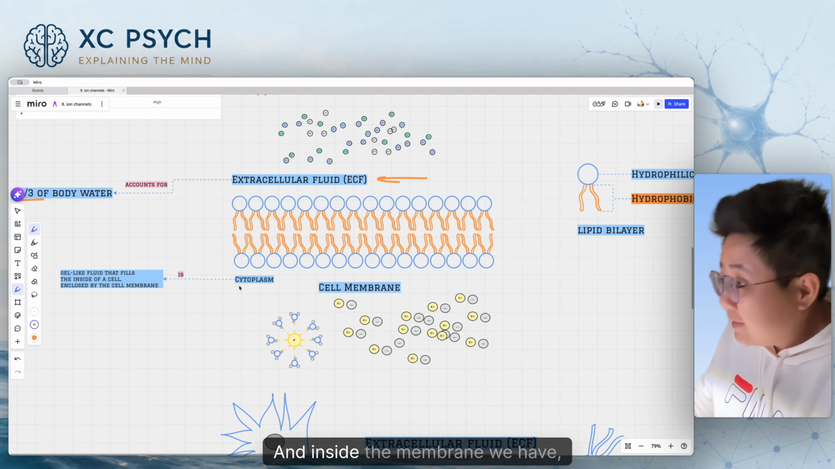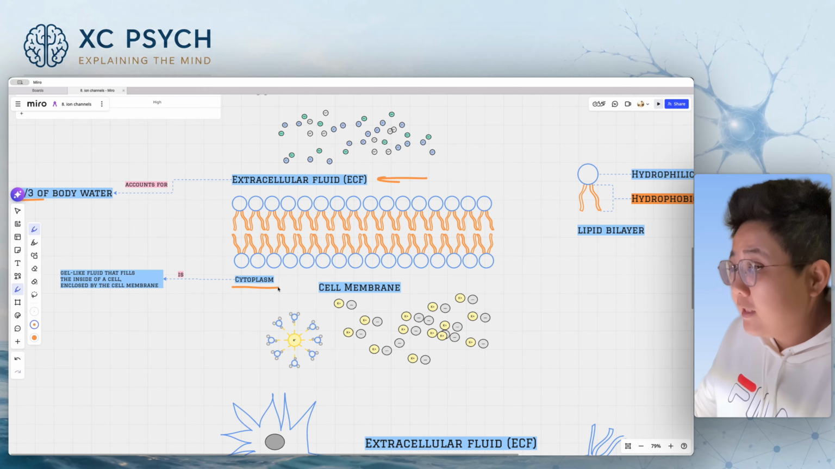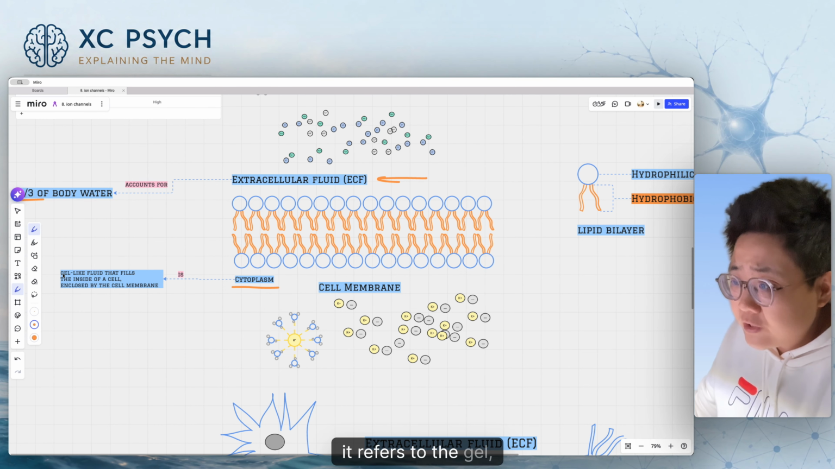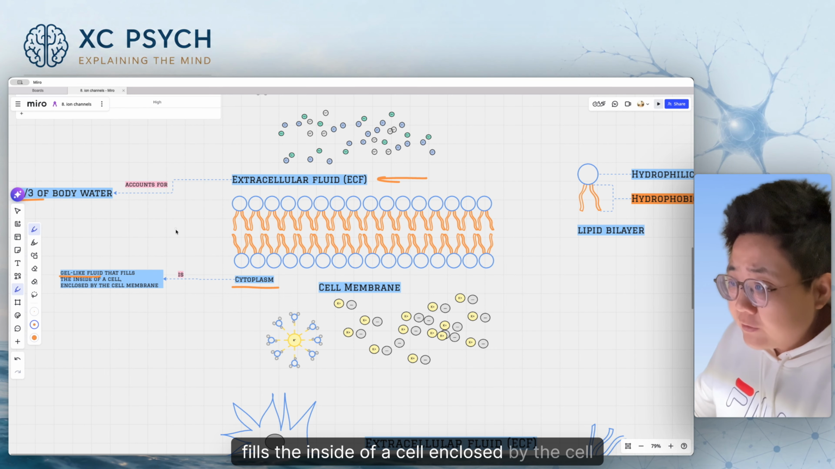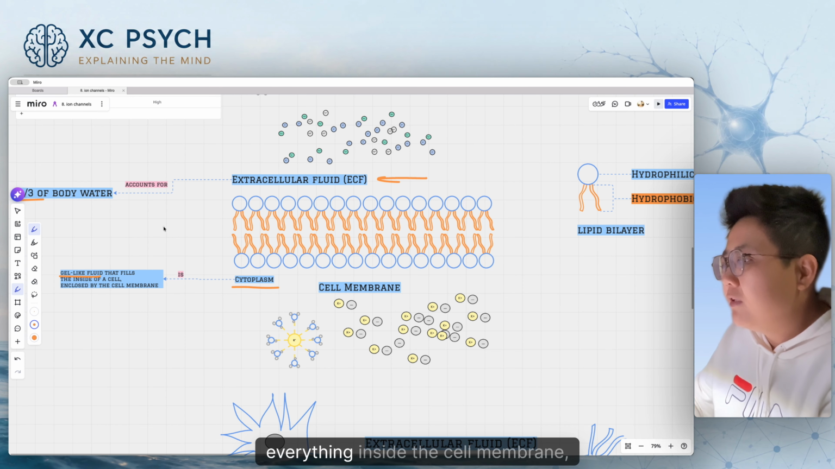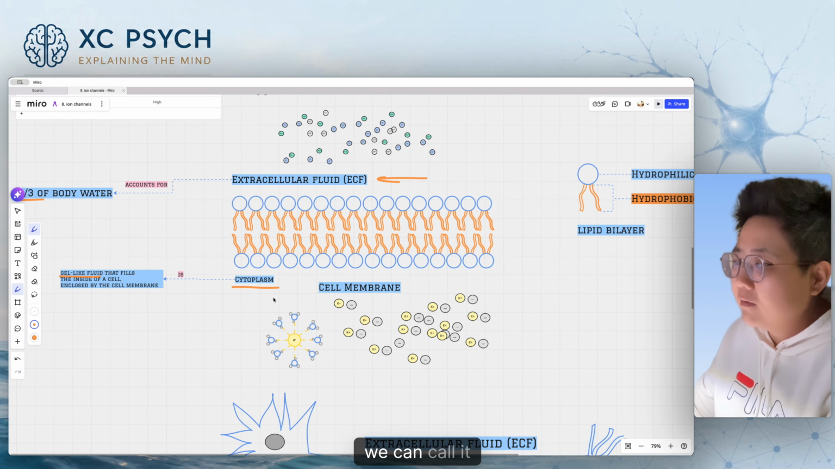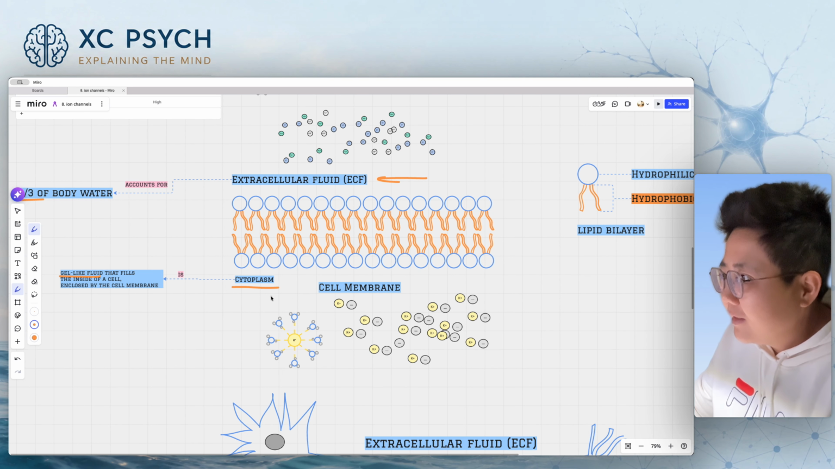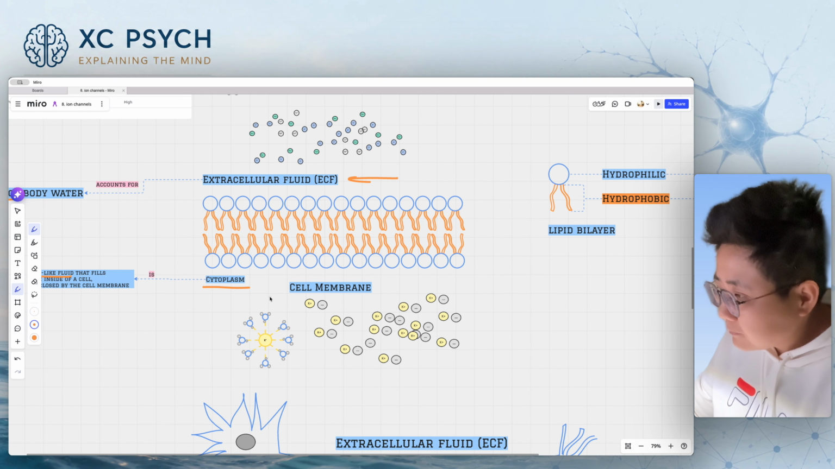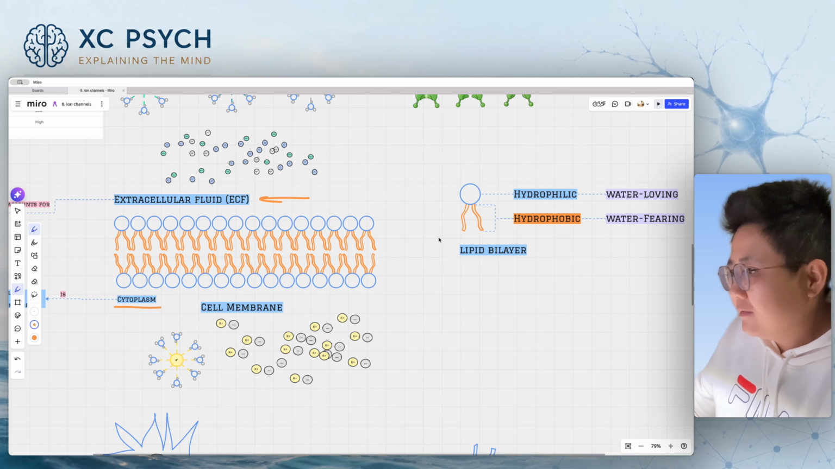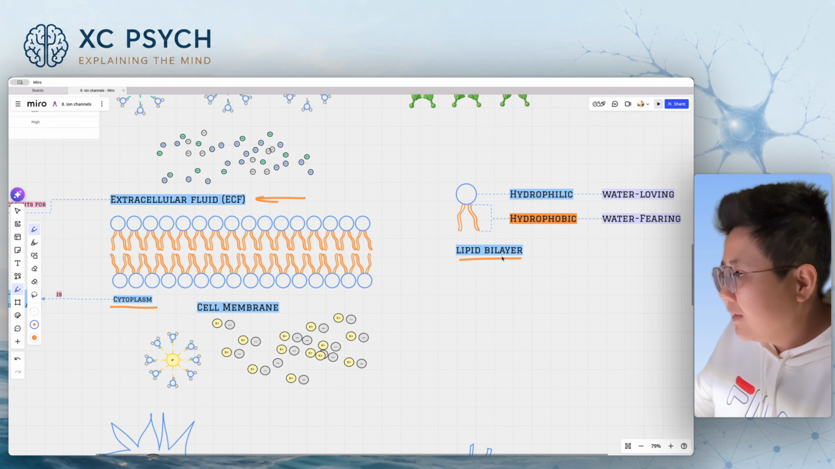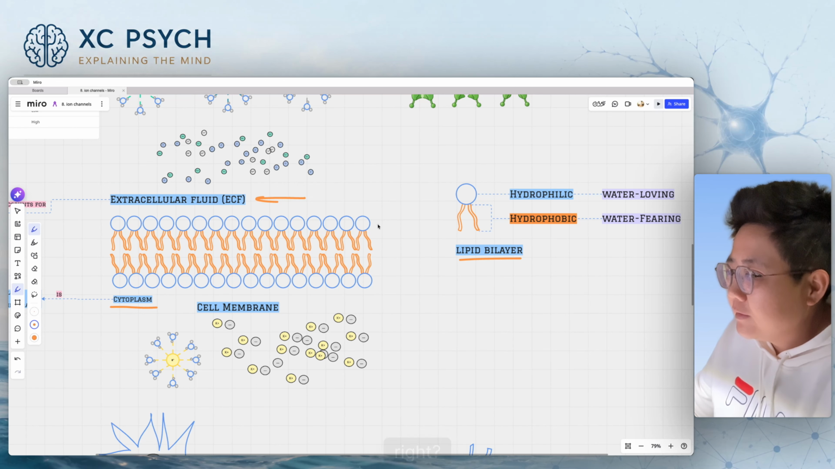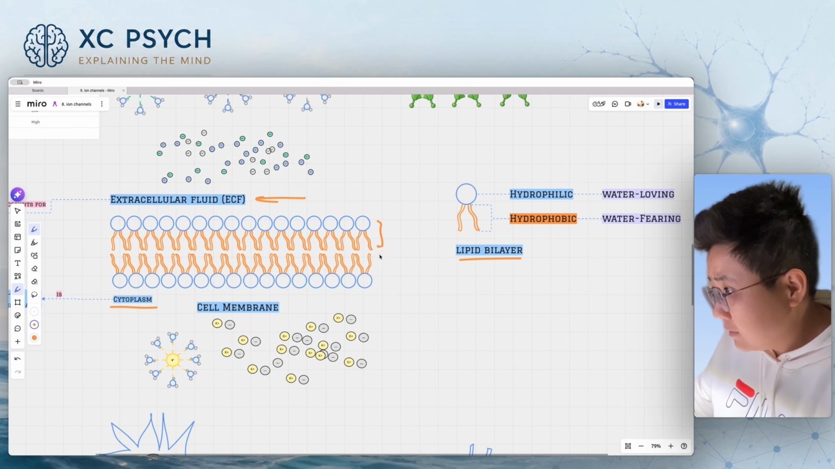And inside the membrane, we have cytoplasm. Basically, it refers to the gel-like fluid that fills the inside of a cell enclosed by the cell membrane. Everything inside the cell membrane, we can call cytoplasm as an umbrella term. And what is here? Here is what we call a lipid bilayer. The bilayer means two, right? It has one and two.